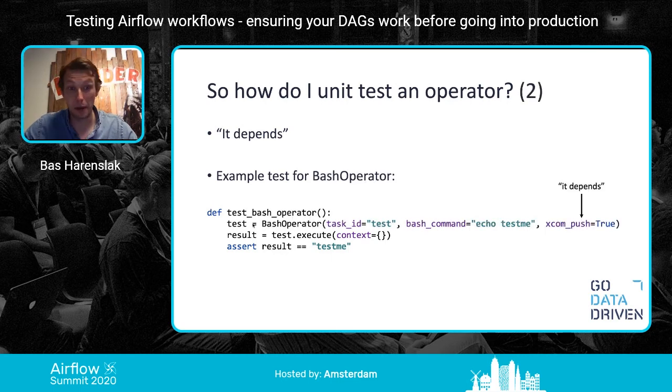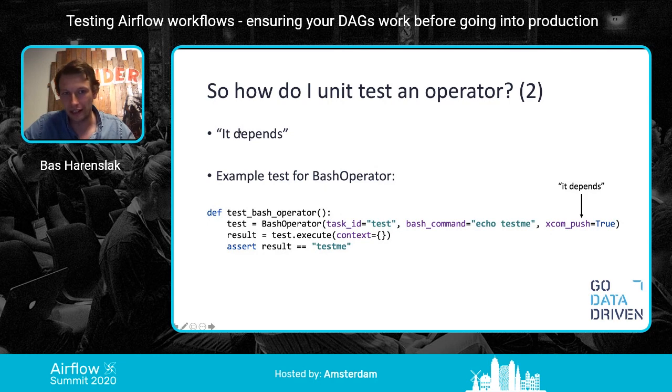So let's go to the bash operator instead. Basically the same thing. Task ID test, and instead of a Python callable, we give it a bash command, like echo test me. There's no return keyword in Bash, or at least not to return a value. It does return an exit code, but so it doesn't give the same behavior.